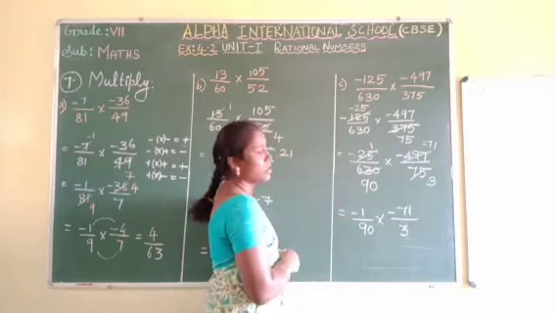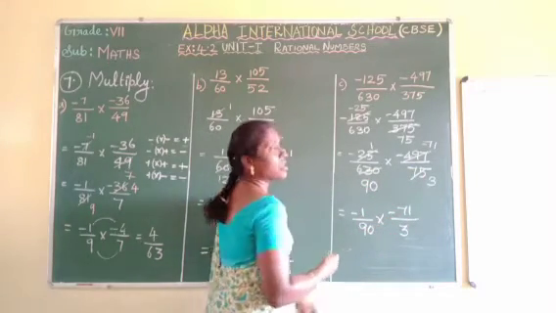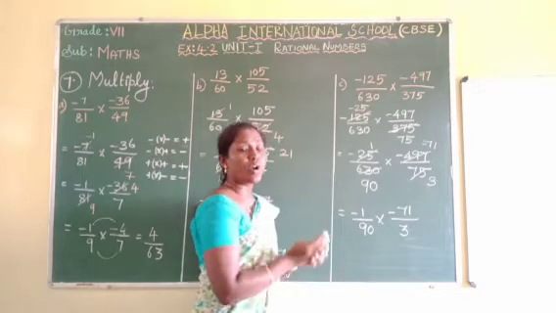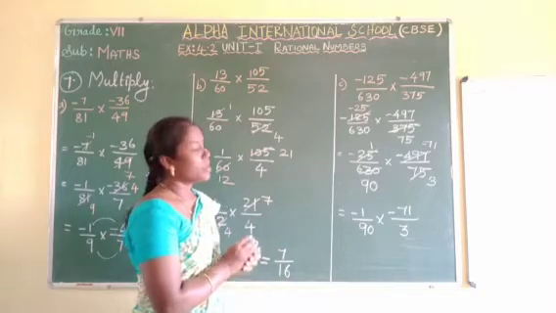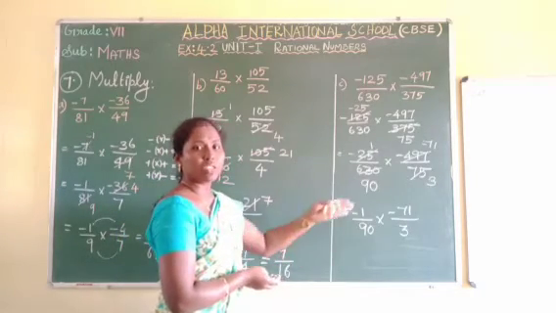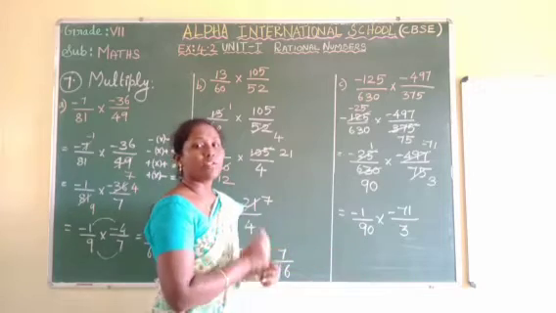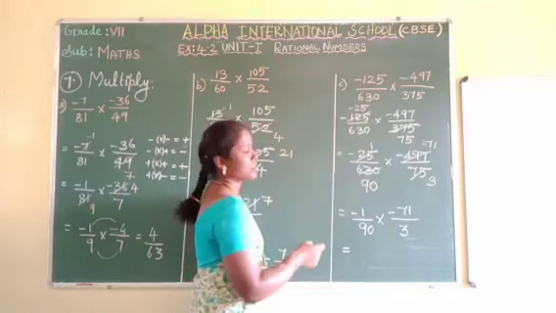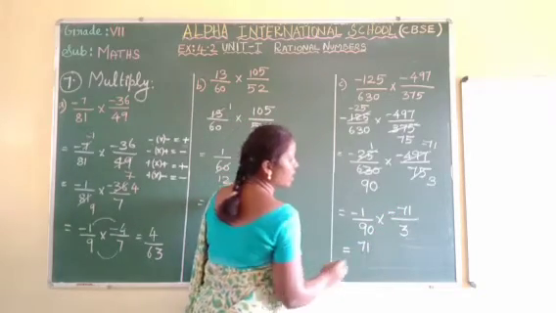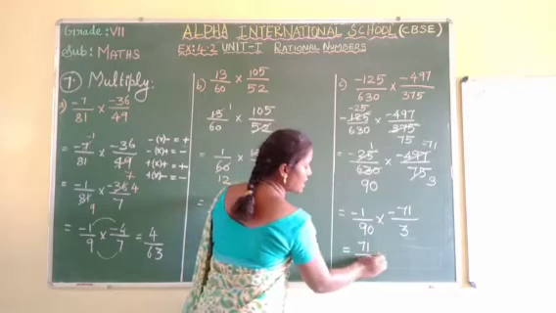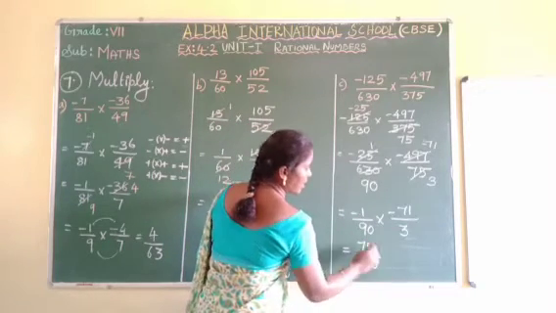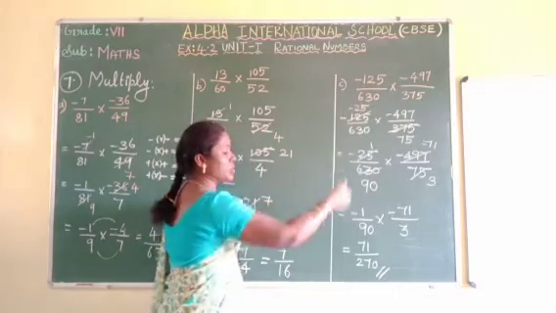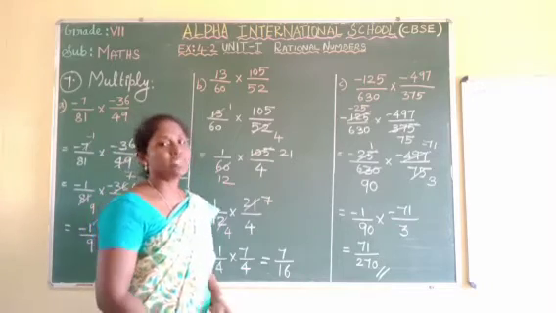We simplified by 7. Now see here, for 71 and 90 there is no other common factor. Also for 71 and 3 there is no common factor, so we can't simplify using a common value. Now just multiply the numerator with the numerator and the denominator with the denominator and give the final answer. Minus into minus will become plus. 1 into 71 is 71. 90 into 3 is 270. So the final value, if we multiply these two rational numbers, is 71 by 270.